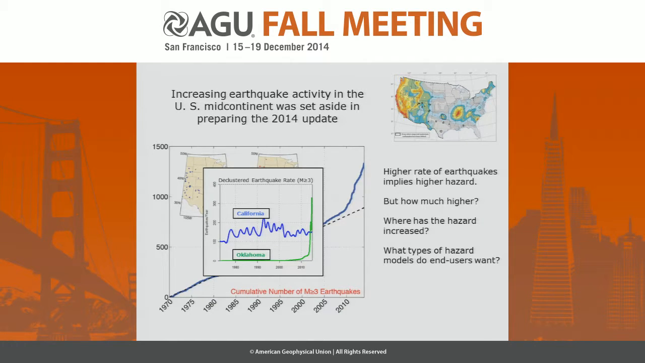Maybe they don't need a 1 in 2,500 year map. Maybe there are other tools, other information that they will find more useful in terms of the decisions that they're going to be making.